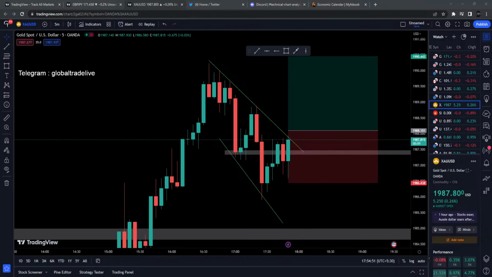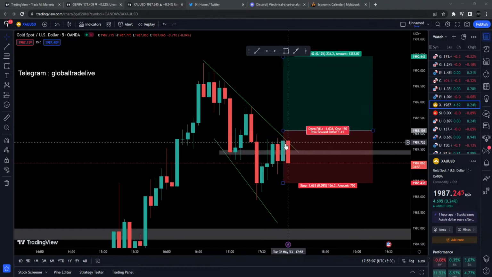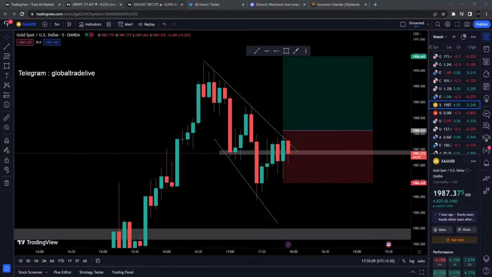Still got like 5 minutes for the 15-minute candle to close, and I think 5 minutes is sufficient for the market to push the price up. So I will try to take a small trade over here. Oh, what the, suddenly candle just came down.